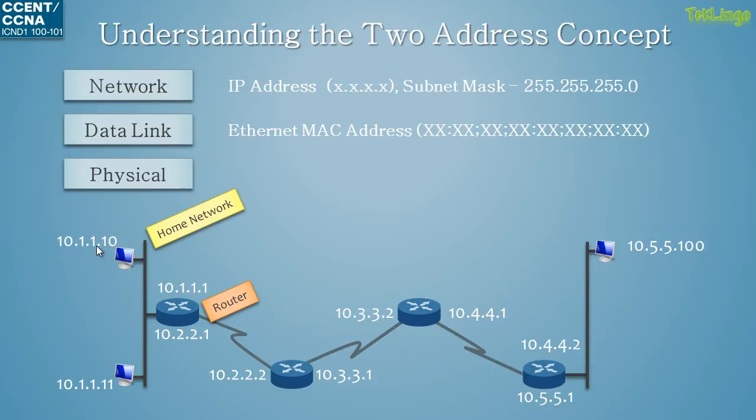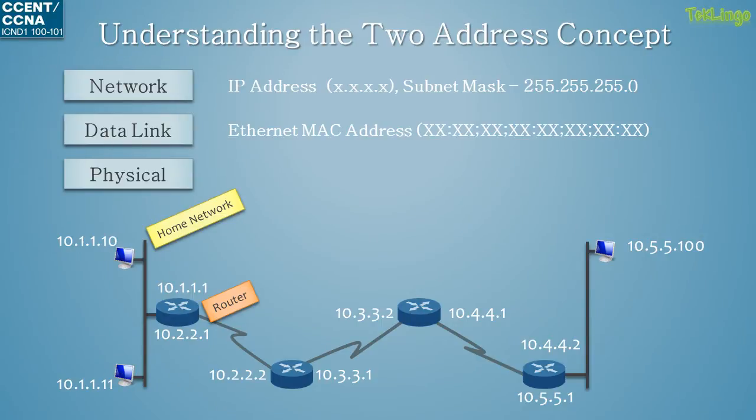Inside your home network you have two computers. One is 10.1.1.10. Another computer is 10.1.1.11. In this example, let us make an assumption that we are using a subnet mask of 255.255.255.0. What that means is the first three octets represent the network ID and the last octet represents the host ID. So in this example, my two computers in my home network can be called host 10 and host 11.